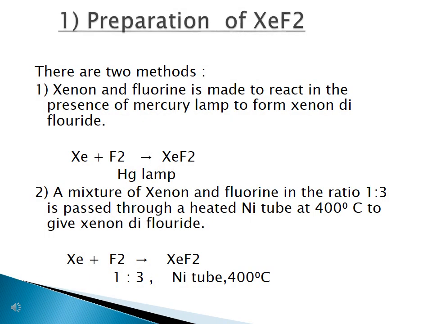Let us first study the preparation and structure of xenon difluoride. There are 2 methods of preparation. In the first method, xenon and fluorine are made to react in the presence of a mercury lamp to form xenon difluoride. In the second method, a mixture of xenon and fluorine is heated in a nickel tube at 400 degrees Celsius in the ratio 1:3. The chemical equation for both the preparations is the same, that is Xe plus F2 gives XeF2.